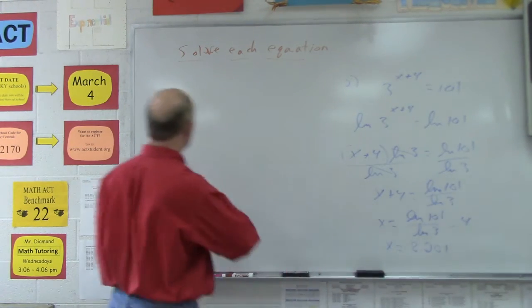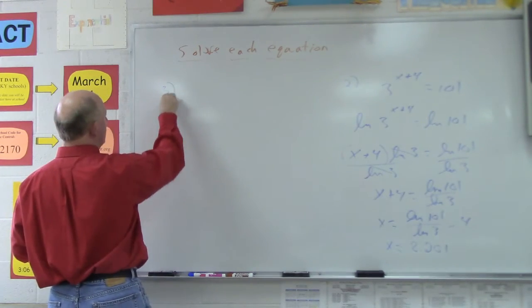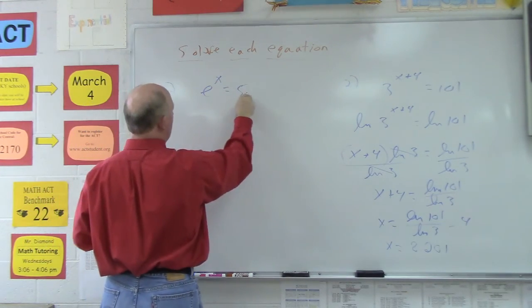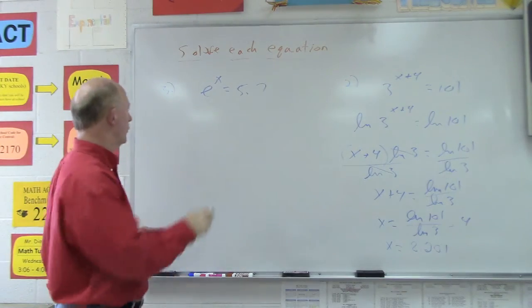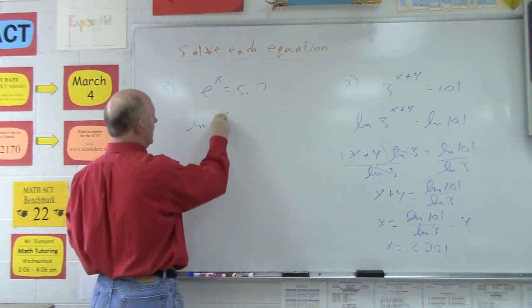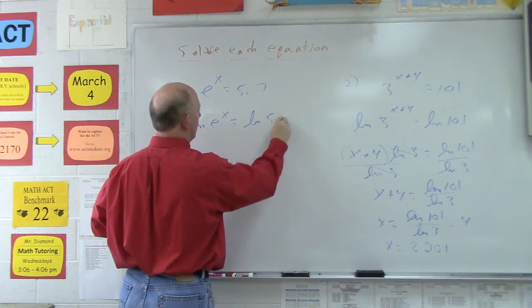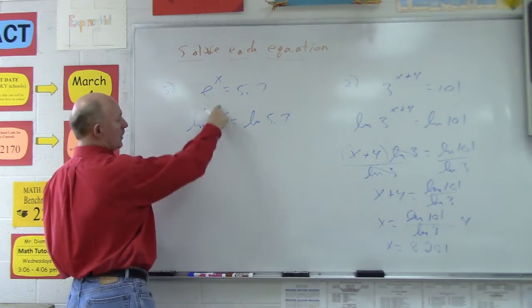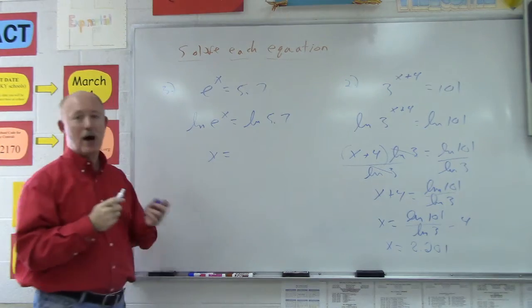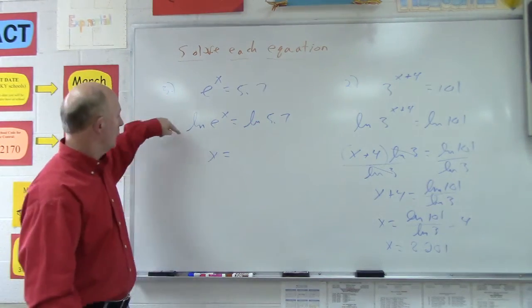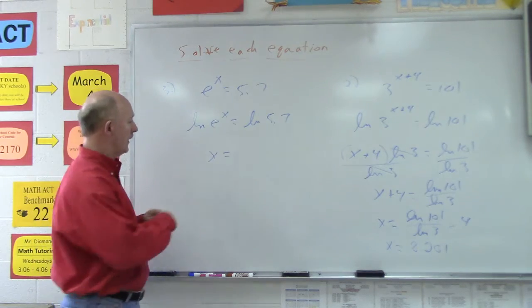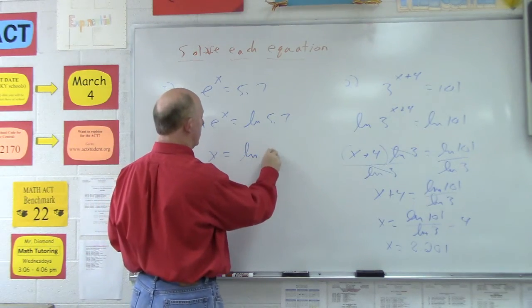Okay, let's do one more. Let's do another e equation, number 3. We'll do e to the x equals 5.7. Now, to get x out of our exponent, let's take the natural log of both sides. So we do natural log e to the x equals natural log 5.7. Now, natural log e to the x, remember, we can drop natural log e and just bring the x down. So natural log e to the x is just x. Now that's equal to natural log 5.7.